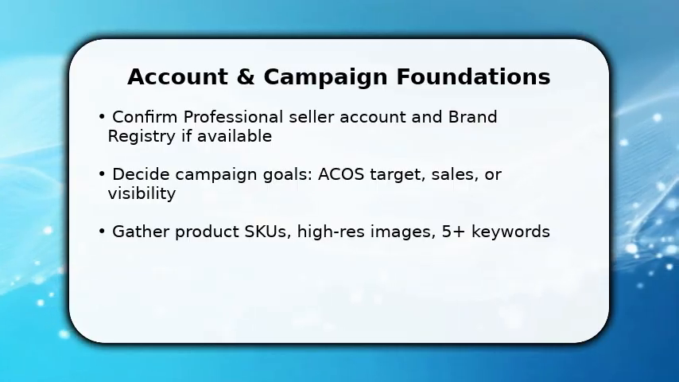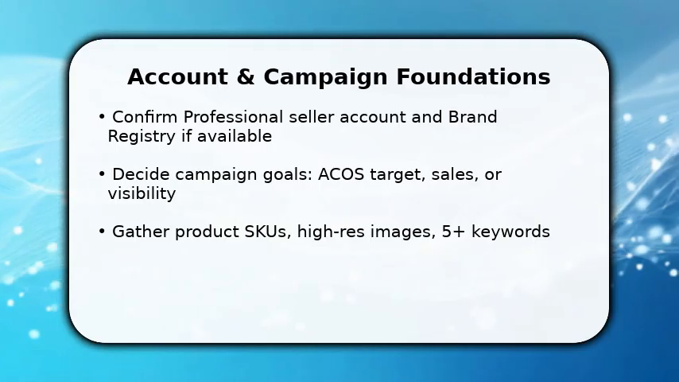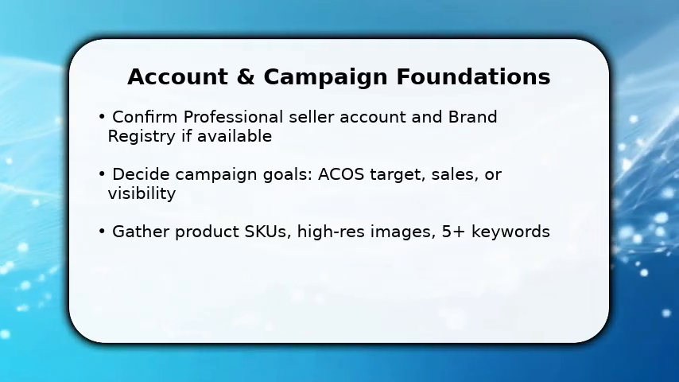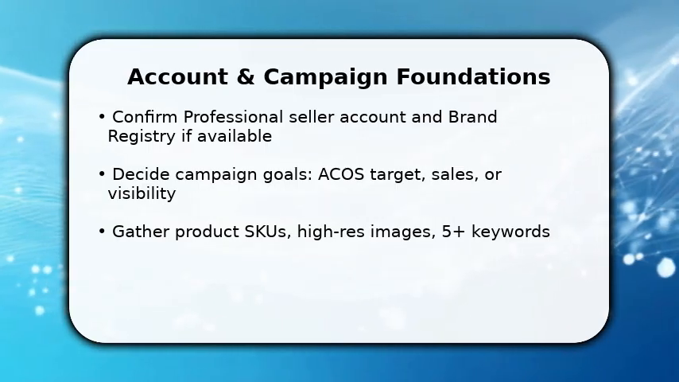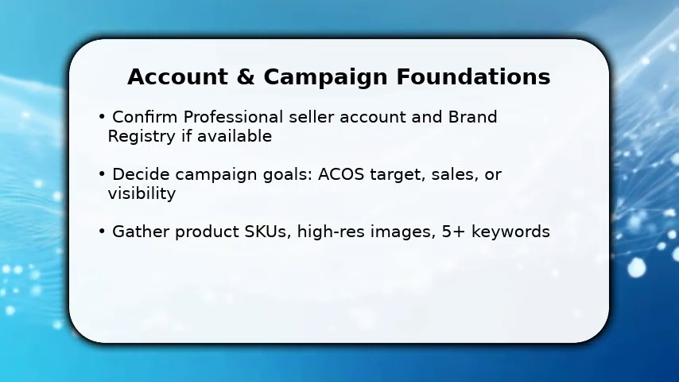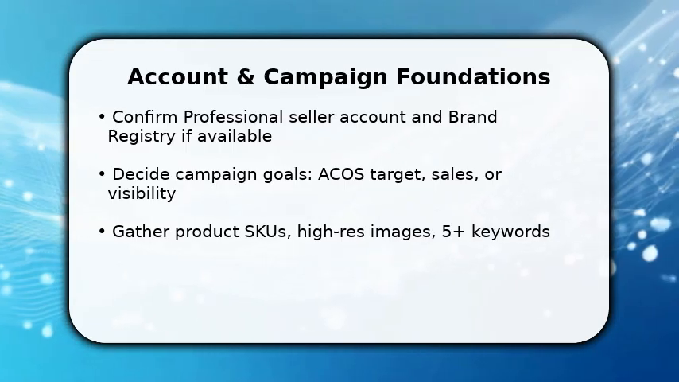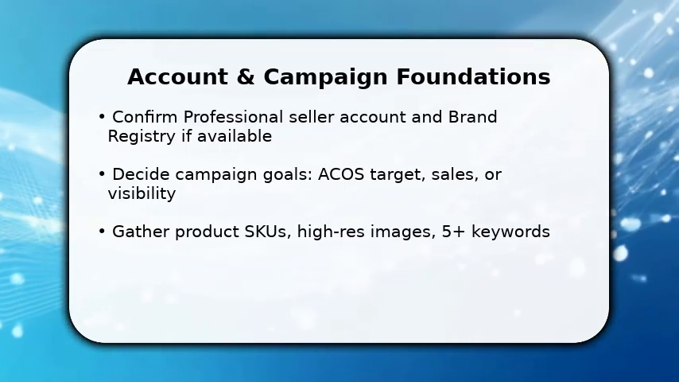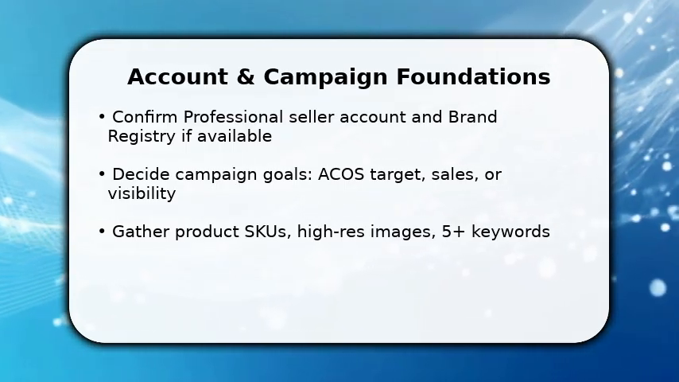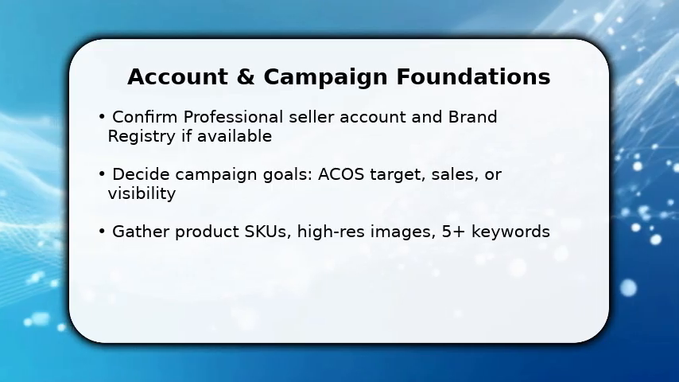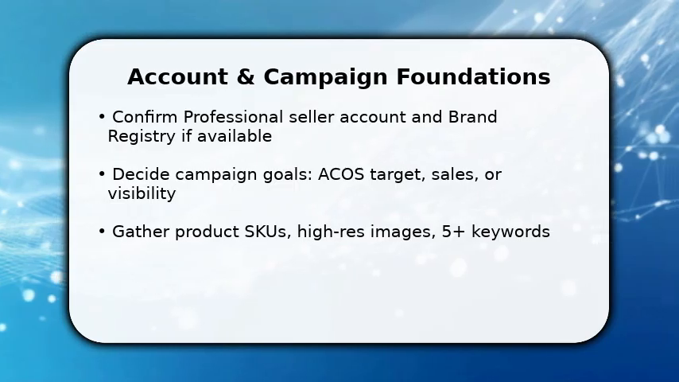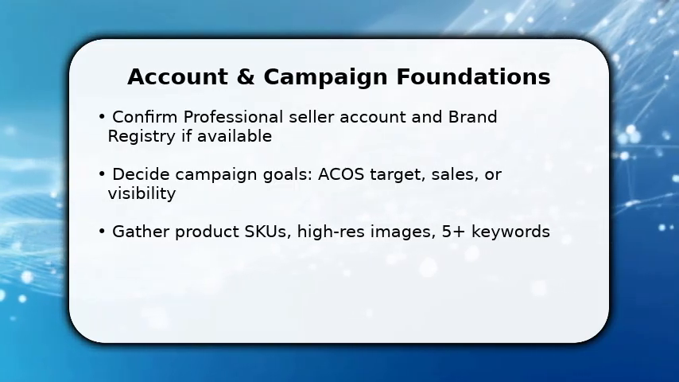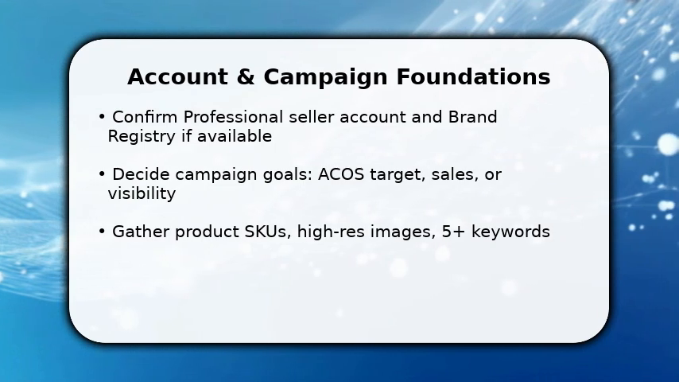You start by confirming your professional seller account and brand registry if available. Once done, pick a clear campaign goal, ACOS target, sales, or visibility, because that shapes bids and keywords. Next, collect your product SKUs, high-resolution images, and at least 5 seed keywords to jumpstart targeting. Make sure to set daily budgets, currency, and a realistic start date. These are the first actionable steps that get your campaign live and measurable quickly.